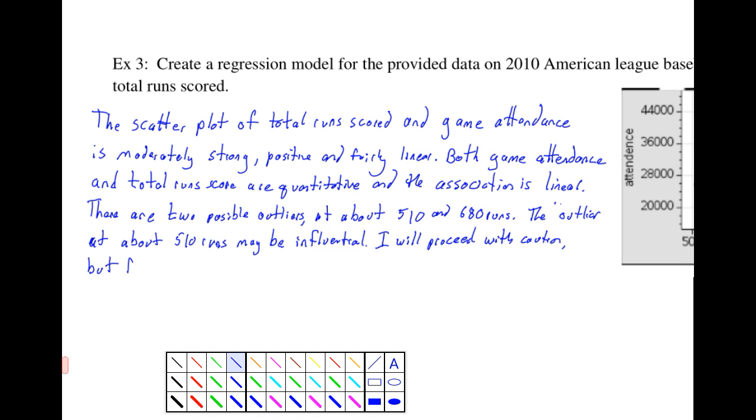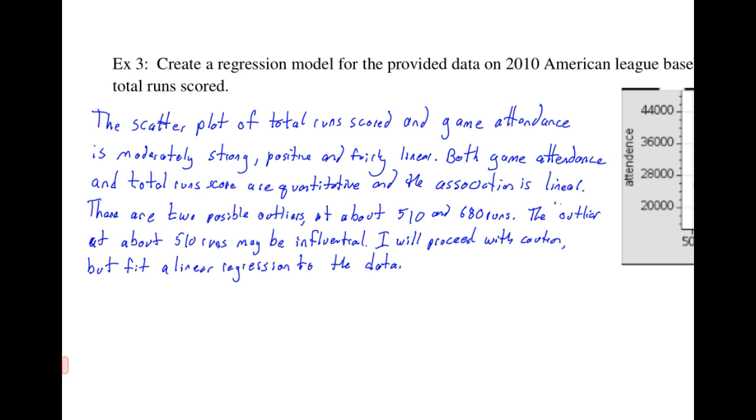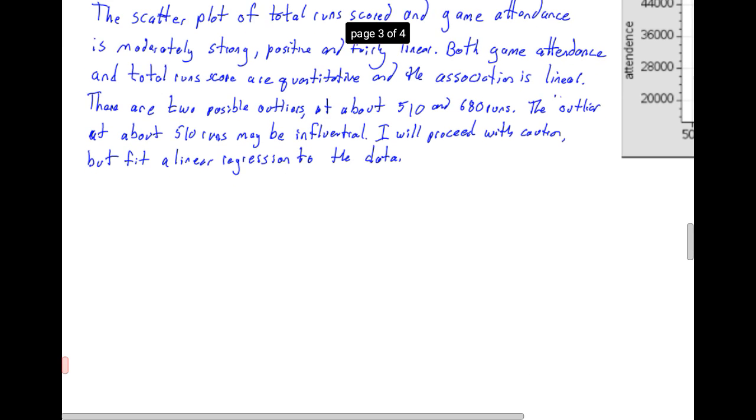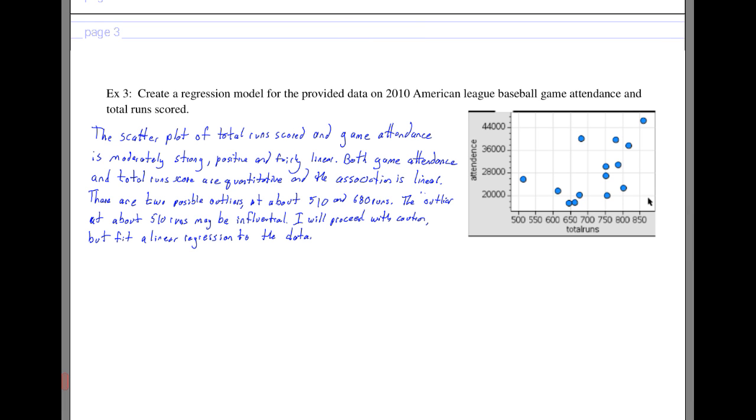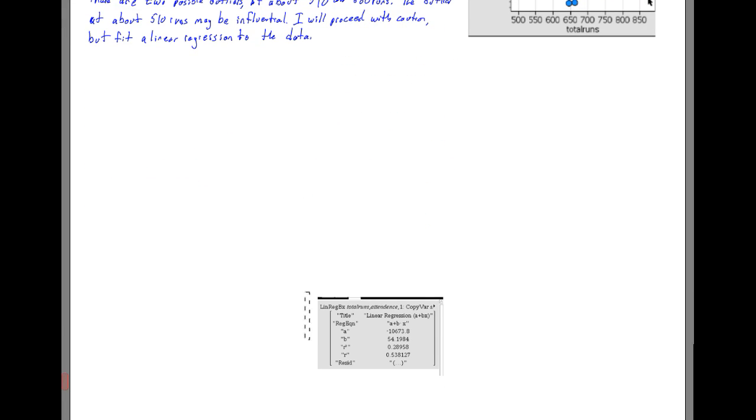But fit a linear regression model to the data. You always need to state what you're about to do, so I'm going to do a linear regression model. I'm going to proceed with caution, but I will do this model. Always state the model. Now, we're not going to have to do this by hand. I'm not going to find the correlation and then find the mean and all that stuff. We're going to use the calculator to do this, and I'll show you the results. I'm going to explain what happens.